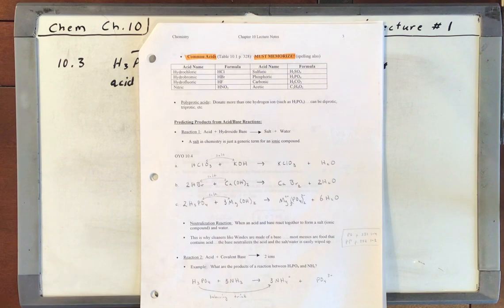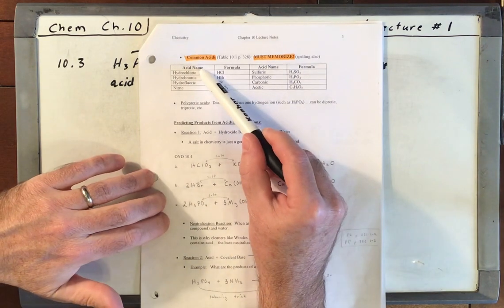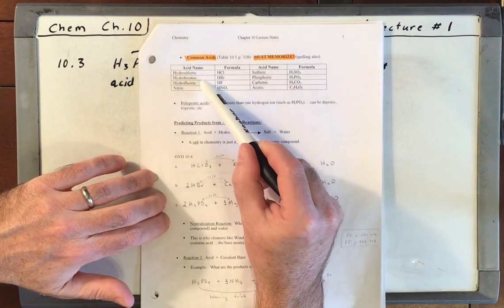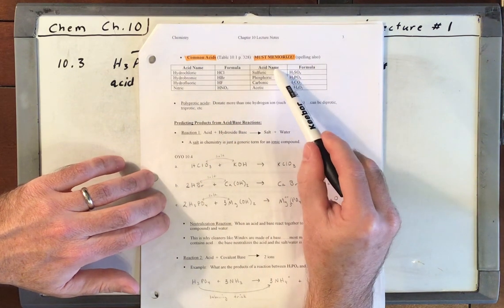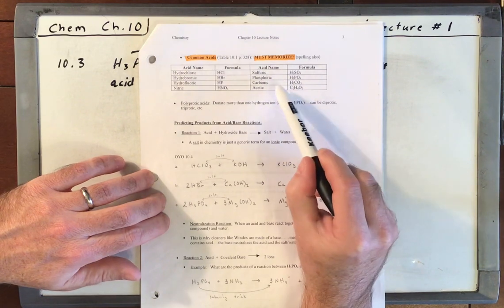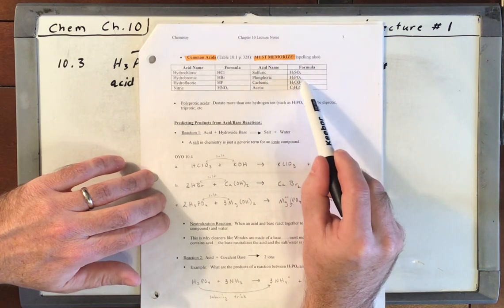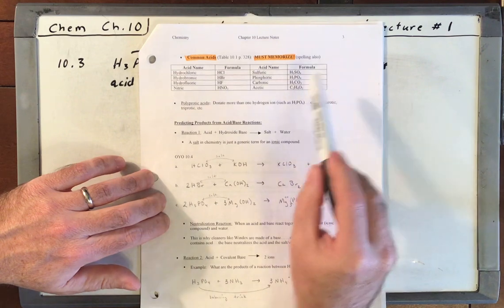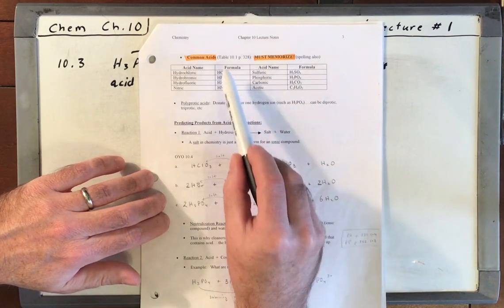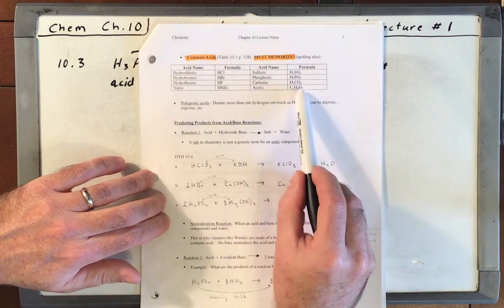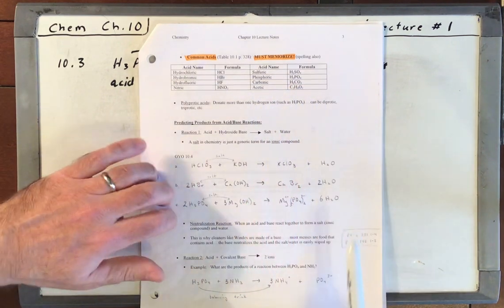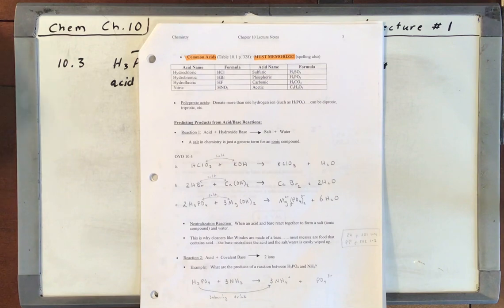The way you pronounce these: hydrochloric, hydrobromic, hydrofluoric, nitric acid, sulfuric, phosphoric, carbonic. Carbonic acid is what you see in carbonated drinks. And then acetic. And so of these 8 common acids, the only one that doesn't start with an H you can see is acetic acid, which is what's in vinegar. All right, so you got to memorize those.